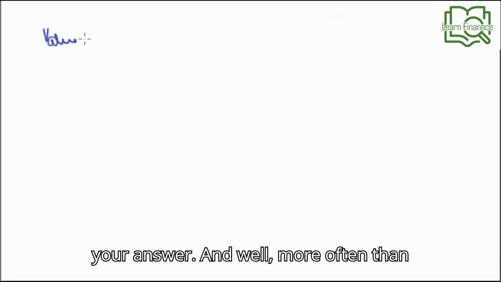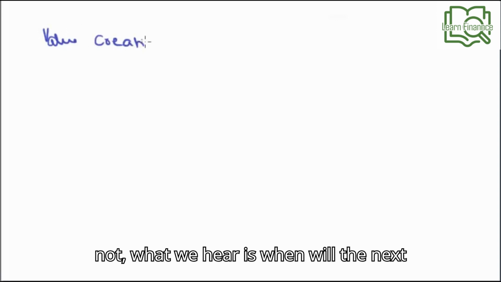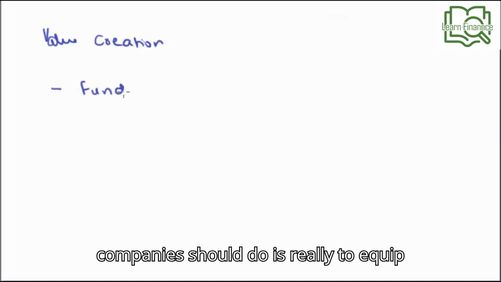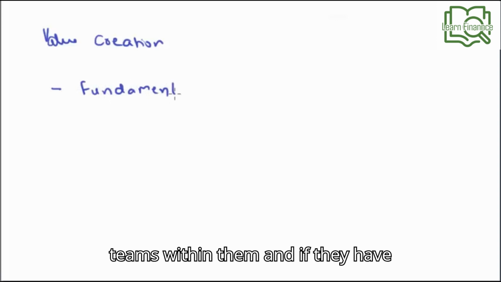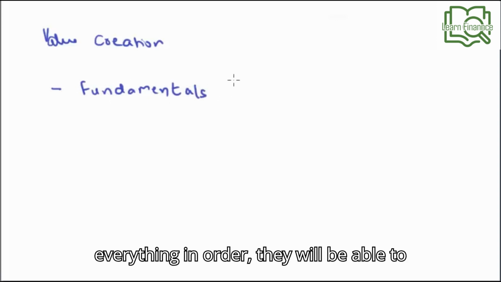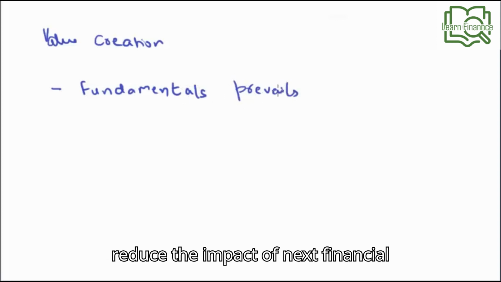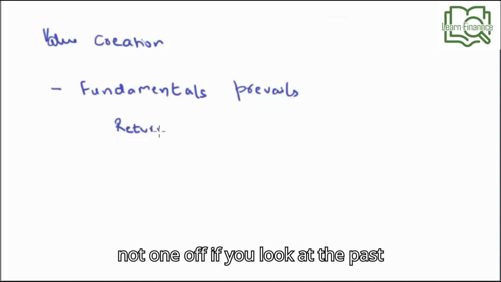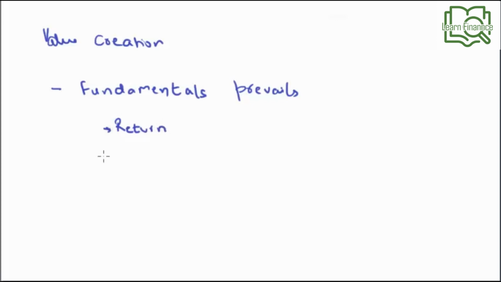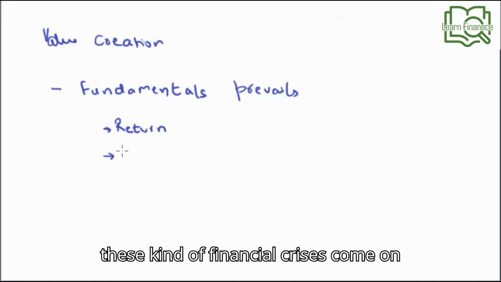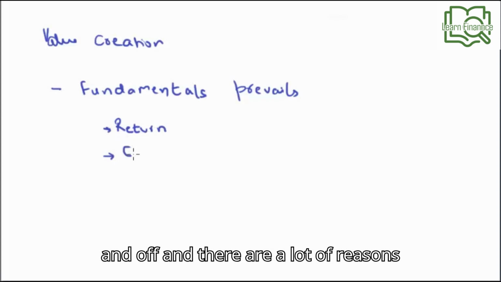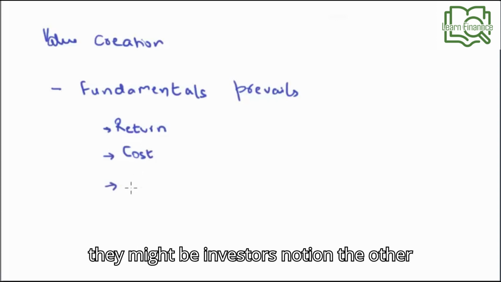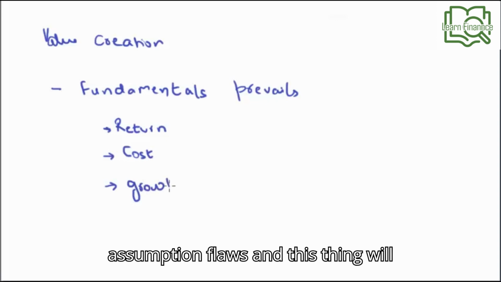More often than not, what we hear is, when will the next financial crisis happen? Well, the answer to this question is anytime. So what companies should do is equip themselves and have good risk management teams within them. If they have everything in order, they will be able to reduce the impact of the next financial crisis, because these kinds of events are not one-off. If you look at the past history, especially of the US market over the past 100 years, these financial crises come on and off, and there are a lot of reasons for them. At one point in time it might be investors' notions, at another point there might be bank assumption flaws, and this will continue forever.